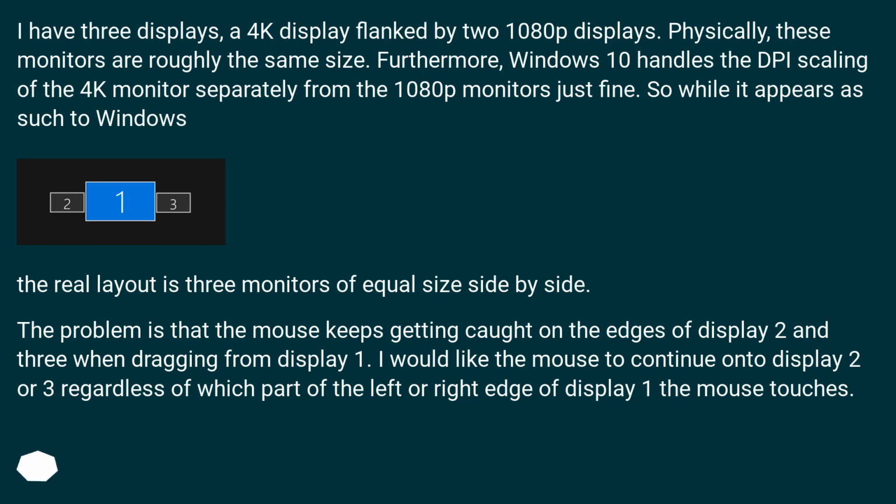The problem is that the mouse keeps getting caught on the edges of display 2 and 3 when dragging from display 1. I would like the mouse to continue onto display 2 or 3 regardless of which part of the left or right edge of display 1 the mouse touches.